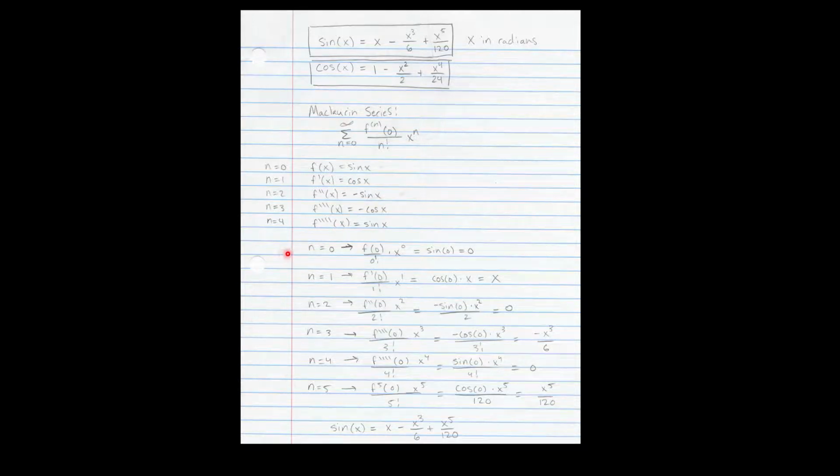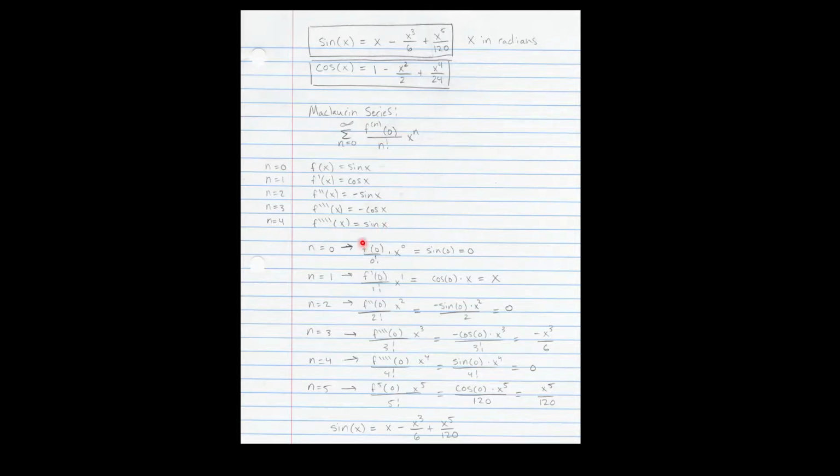Now, to find our first term, for n equals 0, we simply take our original function, plug in 0, over 0 factorial times x to the 0. 0 factorial is 1, and x to the 0 is 1. So we get sine evaluated at 0, which is 0. That pattern is going to repeat. Every time we have a sine, it's going to be sine of 0, which is 0. So we will not have any even terms, for n equals 0, 2, 4, and so forth.